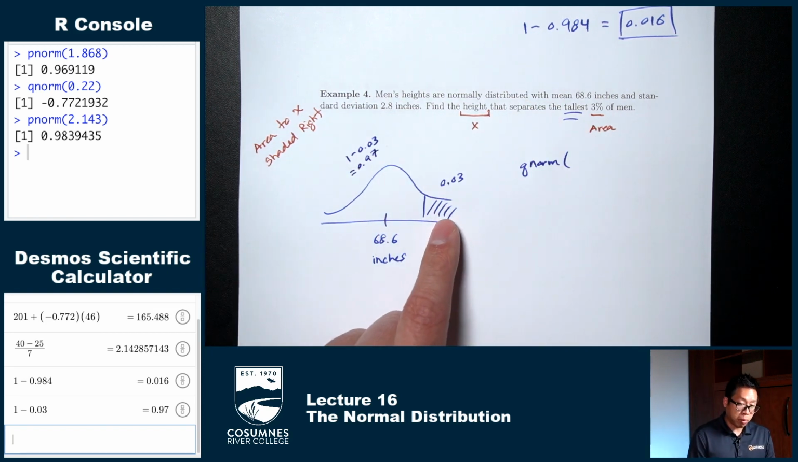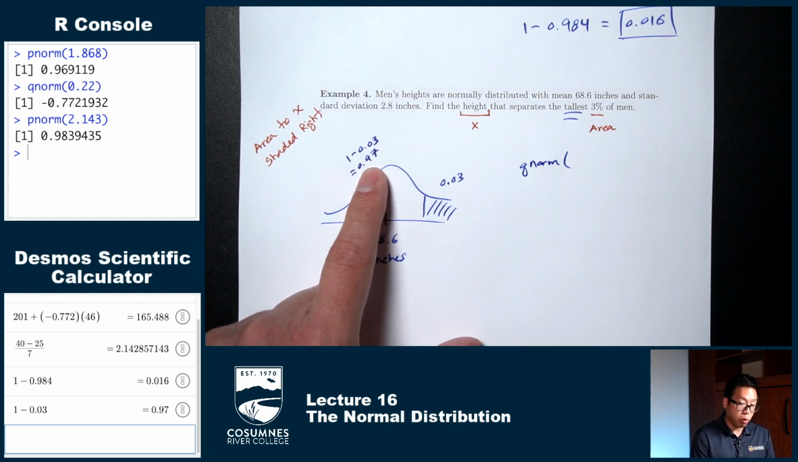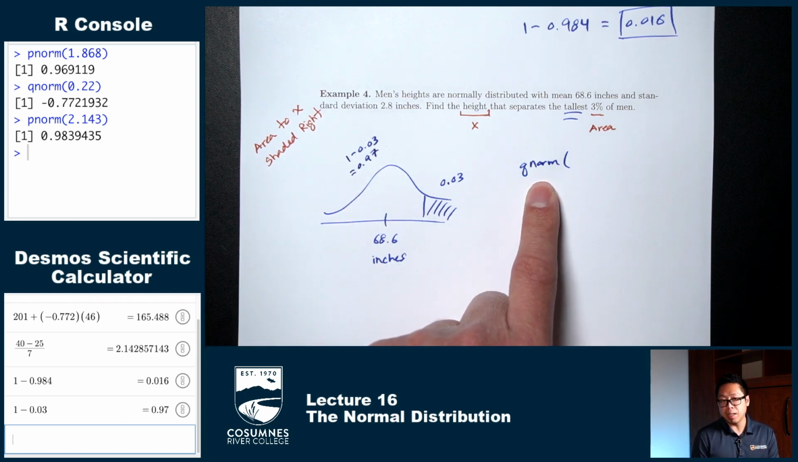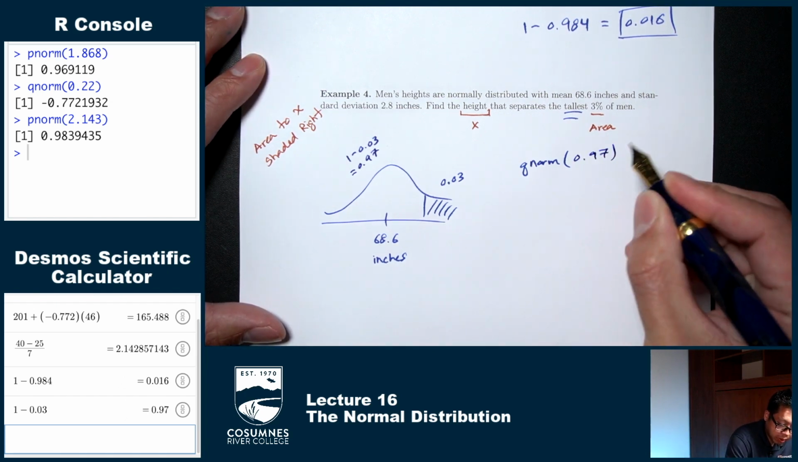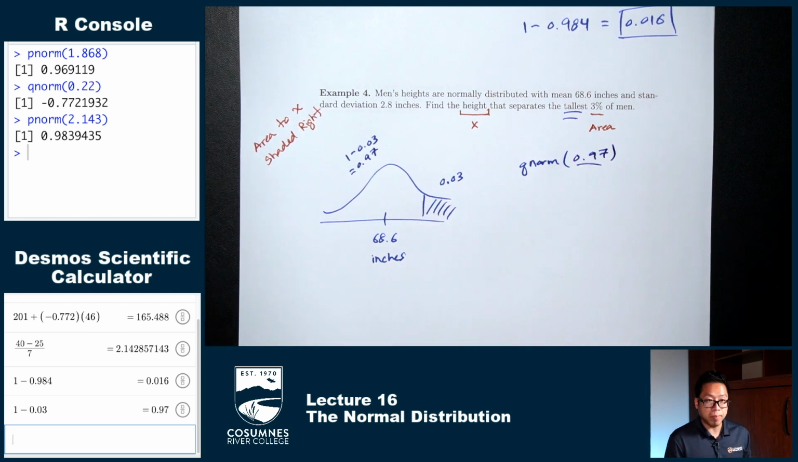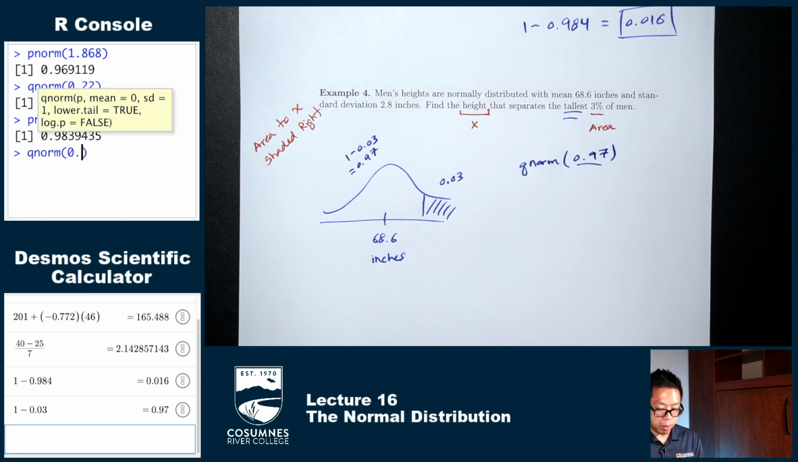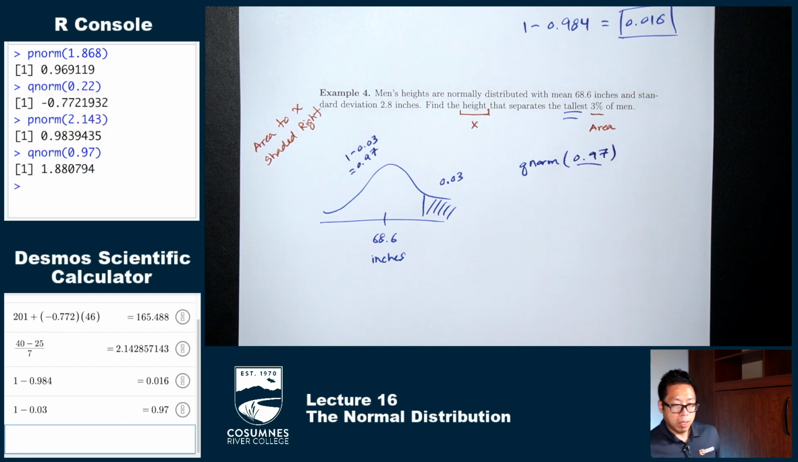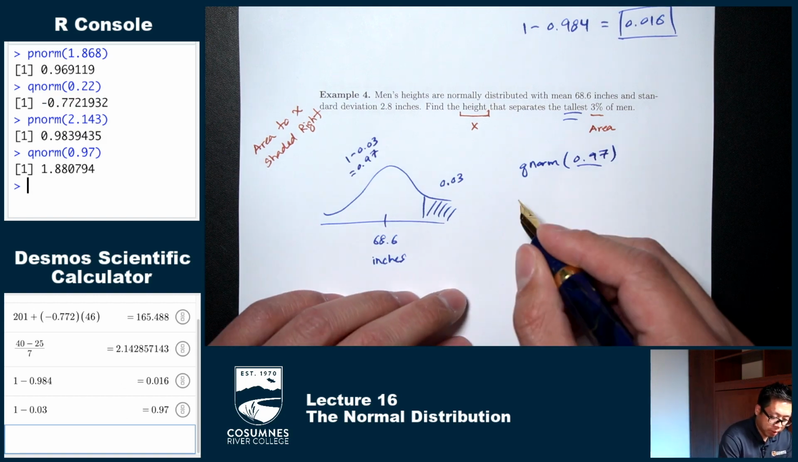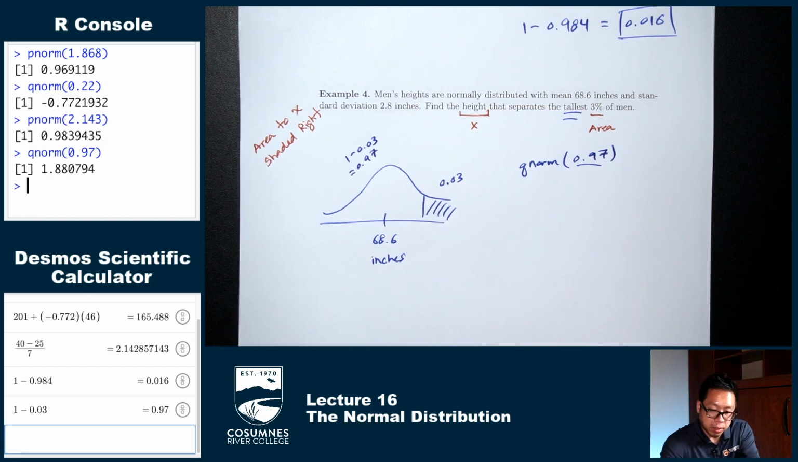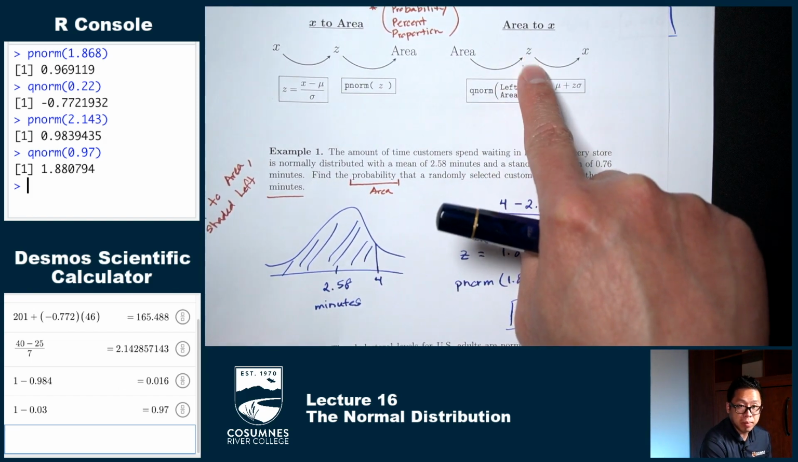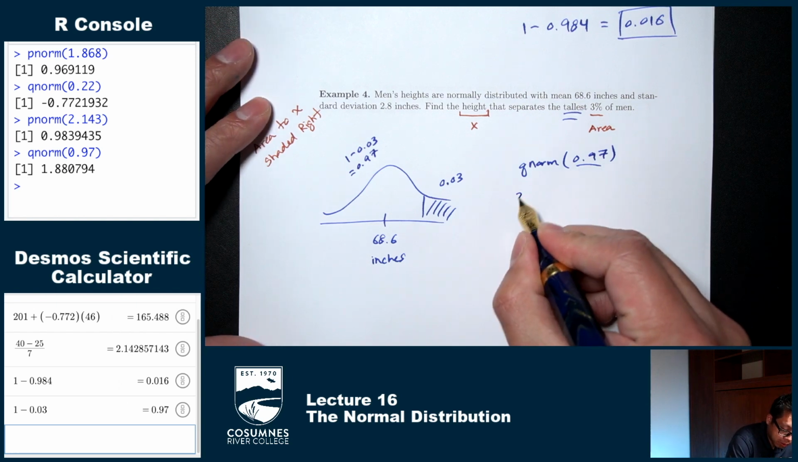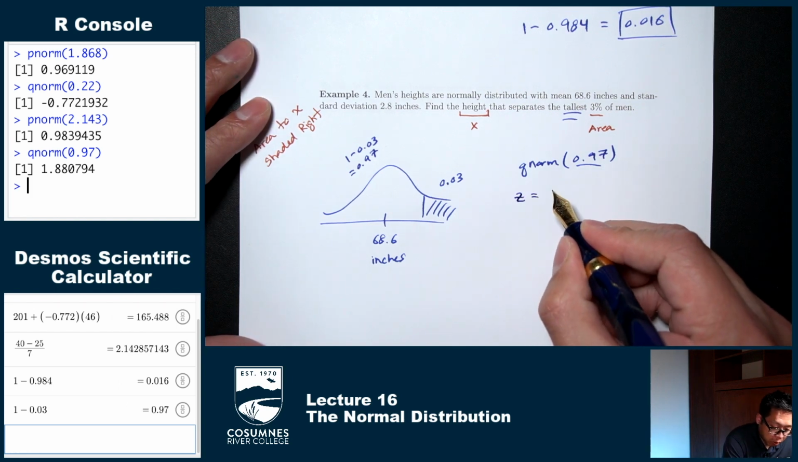So 0.03 is the shaded part to the right. The white part to the left is 0.97. Q norm always takes the left part. So we're going to Q norm 0.97, right, and not 0.03. So Q norm in R, 0.97, 1.881. Okay, that's a Z because Q norm takes an area and it spits out a Z. So that's a Z, 1.881.